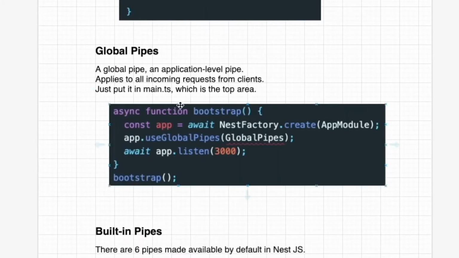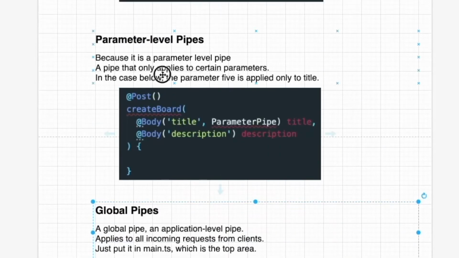And there is also the global pipe. Global pipes are application level pipes, so they apply to all incoming requests from the client. Just put it in main.ts, which is the top area. So if we put this pipe in here, it is applied to all incoming requests from the client. So there are three pipe levels.